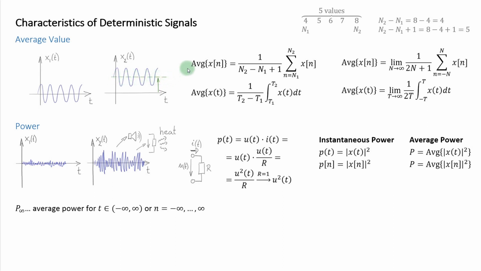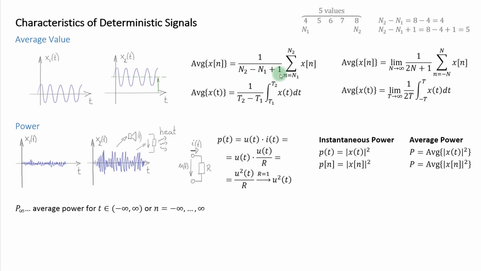The easiest way to compute the average value is for discrete signals. In that case, we just sum all the values of the signals and then we divide by the number of added values. So in this case, I'm computing the average in the interval from n1 to n2, so I need to divide by n2 minus n1 plus 1.